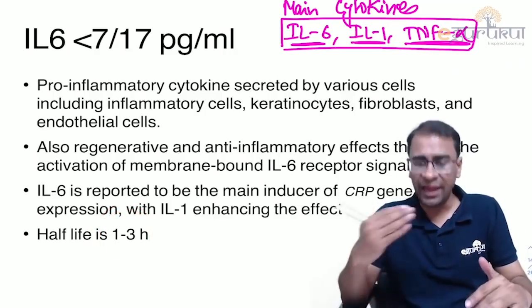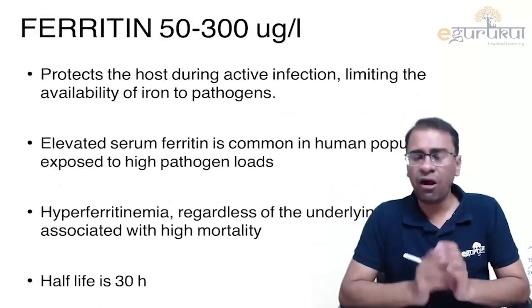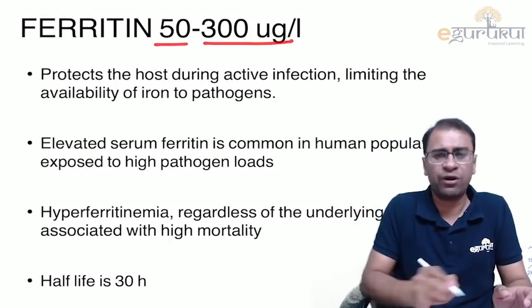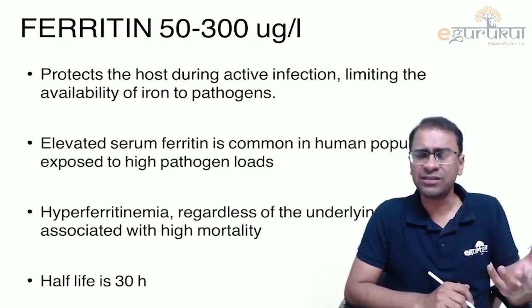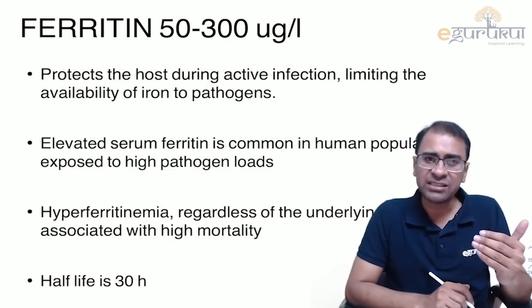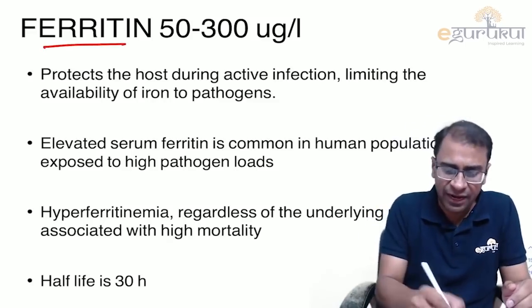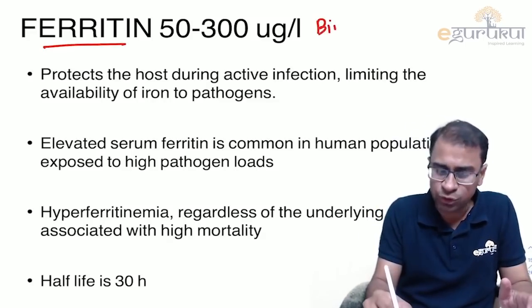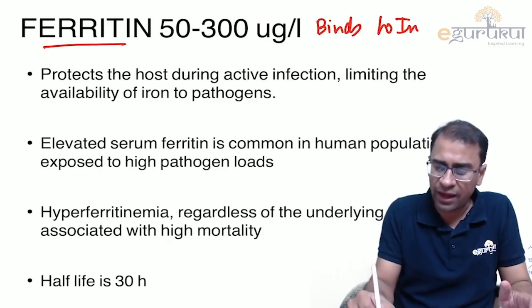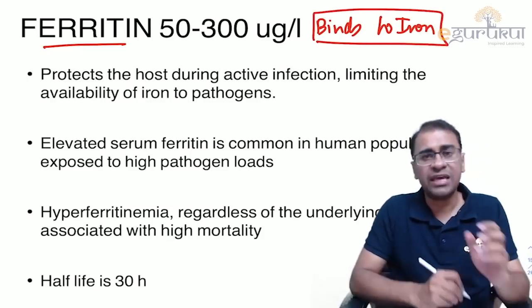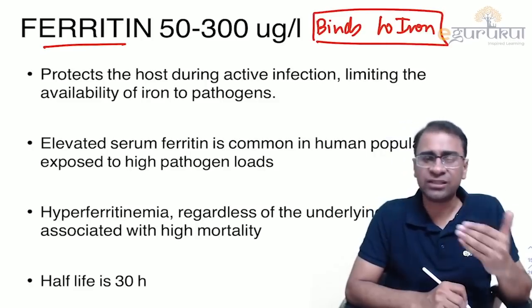So what next? Next what we're going to do is the ferritin. Our ferritin value is normally 50 to 300 microgram per ml. But the bigger question is, why ferritin? Ferritin is actually an acute phase reactant. And please remember one thing: the basic role of ferritin is that it binds to iron. Now, why does binding to iron make it important? Because if ferritin binds to iron, the iron is not free.